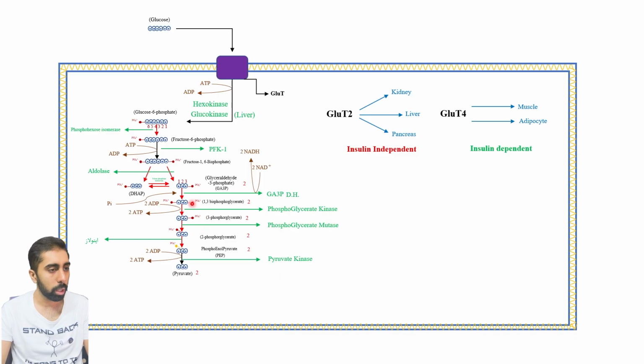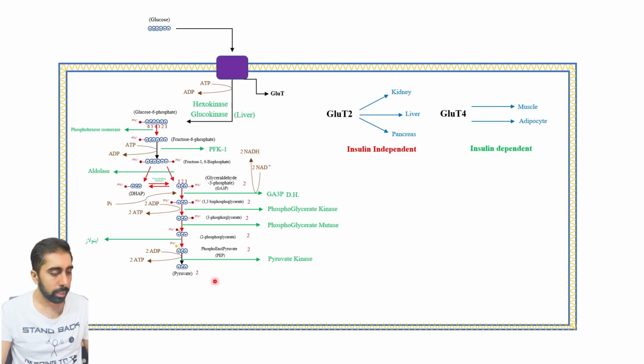So let's review. We insert a glucose into the cell and turn it into glucose 6-phosphate in order to keep it in the cell. We use 2 molecules of ATP here, and we produce 4 molecules of ATP here. And at the end of glycolysis, we produce 2 molecules of pyruvate from 1 molecule of glucose. So it is important to know that 1 molecule of glucose can turn into 2 molecules of pyruvate.